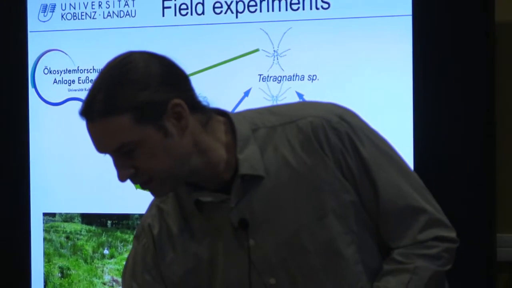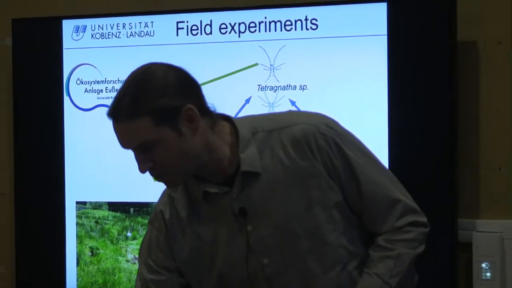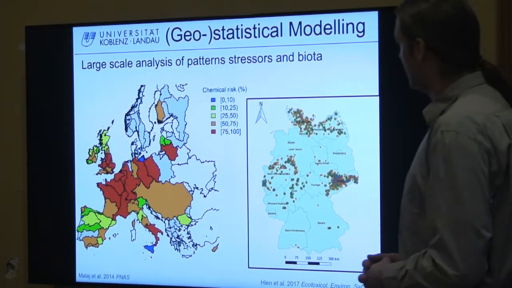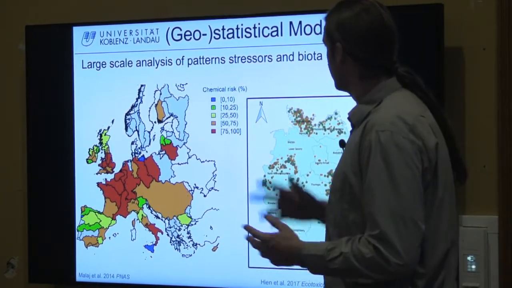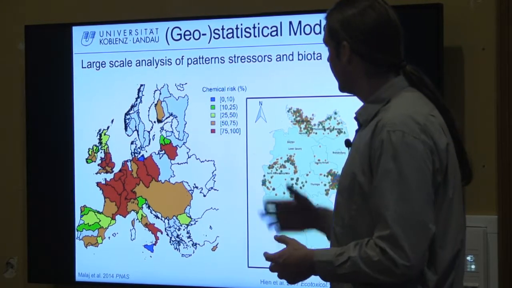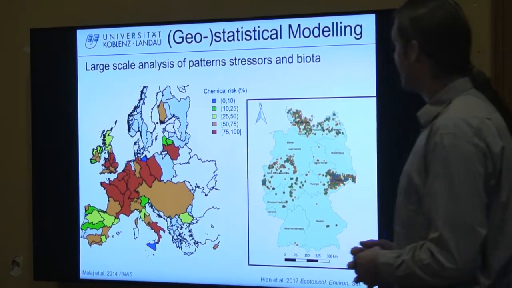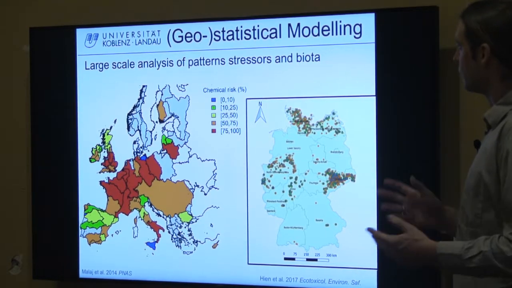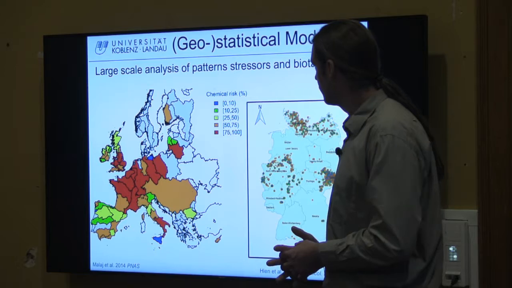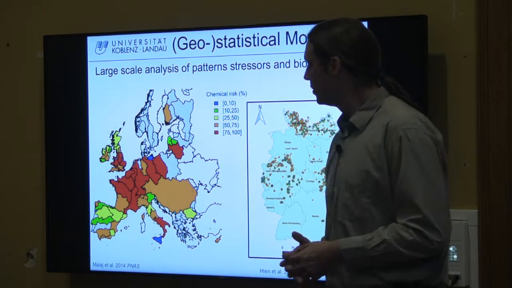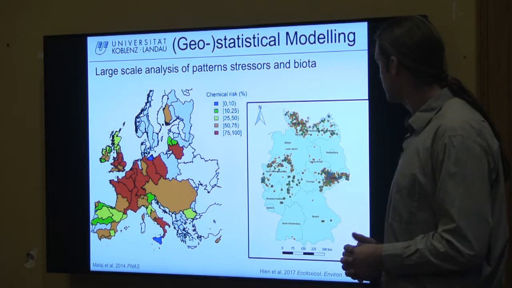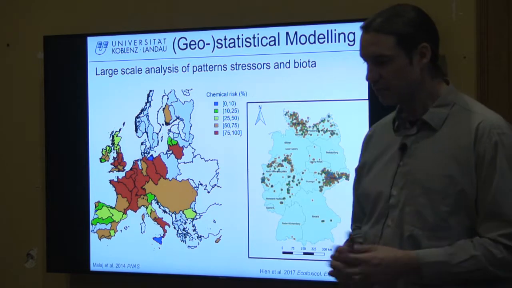Besides working in the field, as you can see, it's sometimes rainy, so you need alternatives, and that's modeling. So we also use geostatistical models or statistical models to make large-scale inference of the occurrence of stressors. That's a study where we looked at the occurrence of chemical risks in European catchments. And recently, we published a paper on world wastewater treatment plants.